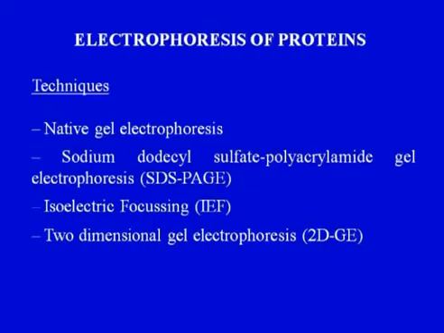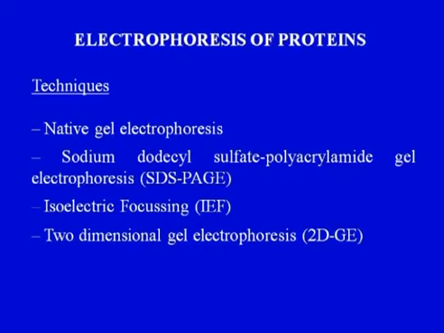And then there is isoelectric focusing, where the separation is on the basis of the pI values of proteins, as proteins are amphoteric molecules and they carry a net charge. The net charge is 0 at their isoelectric points, and that becomes the basis for separation.